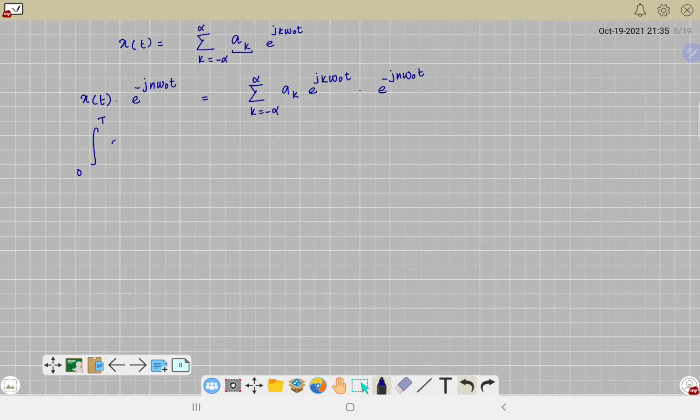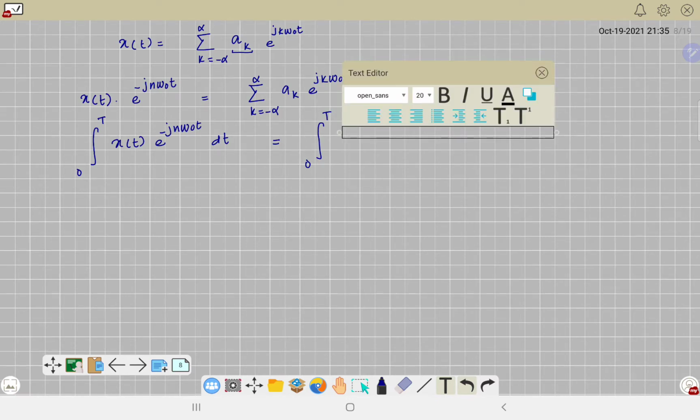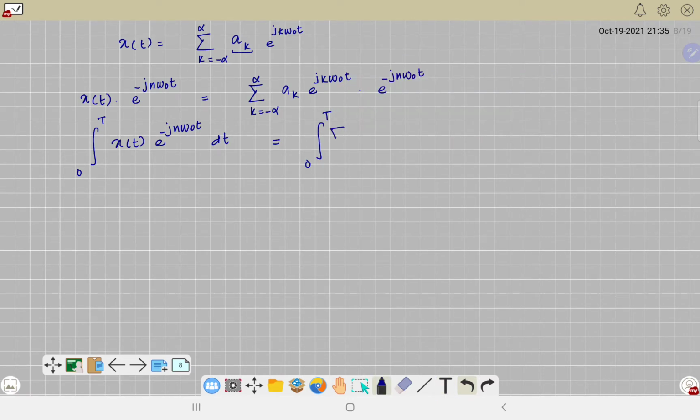So if I take the integral on both sides, x of t e raised to the power minus j n omega naught t, with respect to t obviously, then on this side again I will have 0 to T, summation k equal to minus infinity to plus infinity, a k e raised to the power j k omega naught t e raised to the power minus j n omega naught t with respect to time dt. Fine.